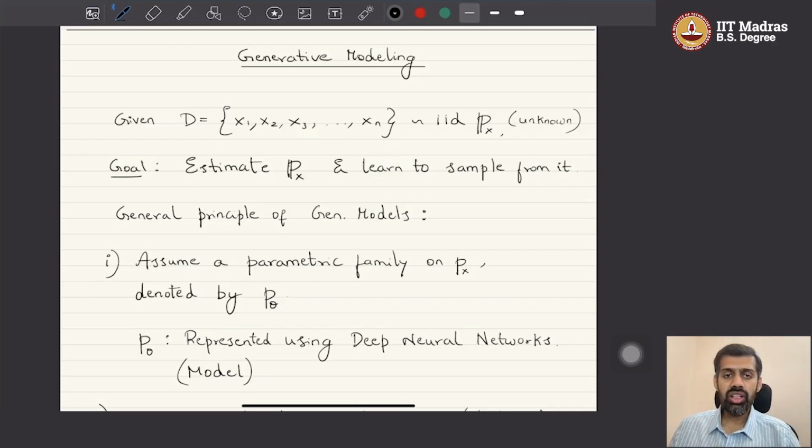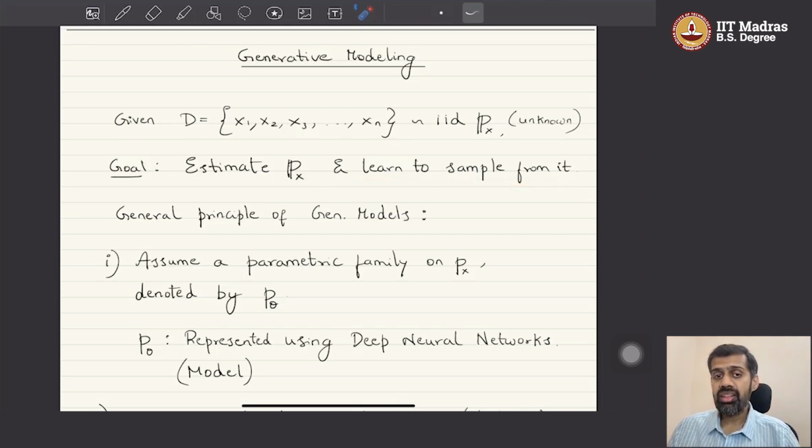Now, before we go into the details of variational divergence minimization, I would quickly recap the concepts that we saw in the previous session so that there is continuity. In the previous session, we looked at a formal definition of what generative modeling is. Recall, what we are given is a data set, which is a set of n samples drawn IID, independently identically distributed, from an underlying unknown distribution, which we denote by script px. Given this, the goal is to estimate the underlying distribution px and learn to sample from it.